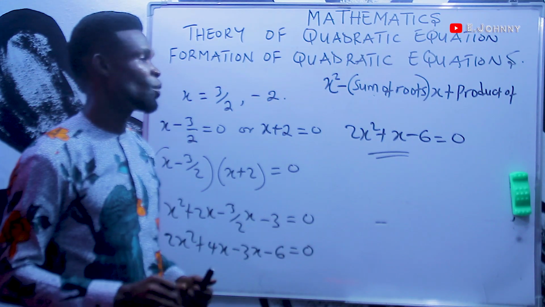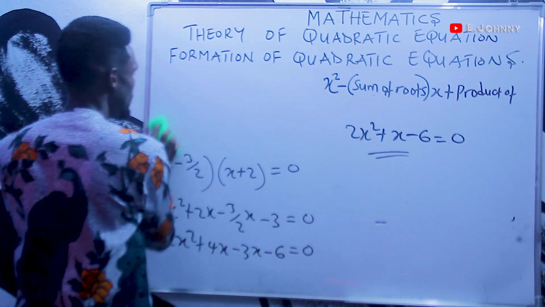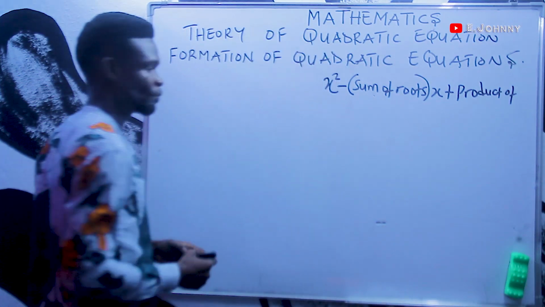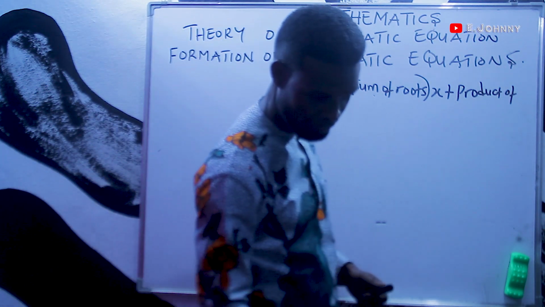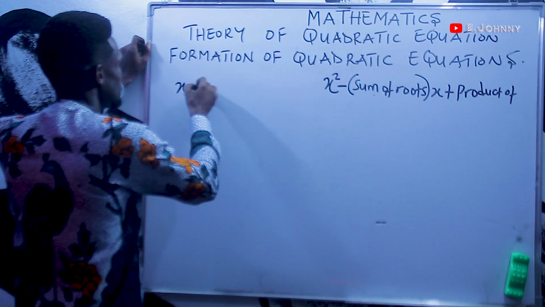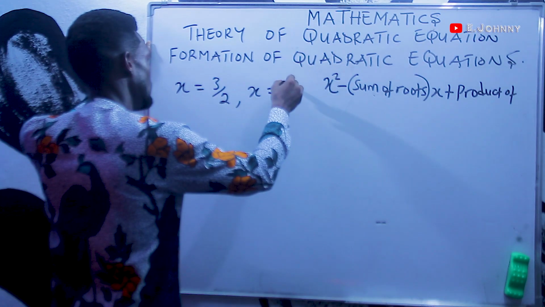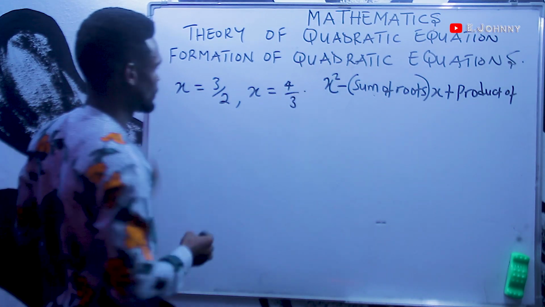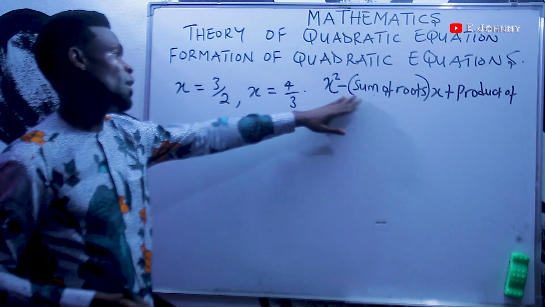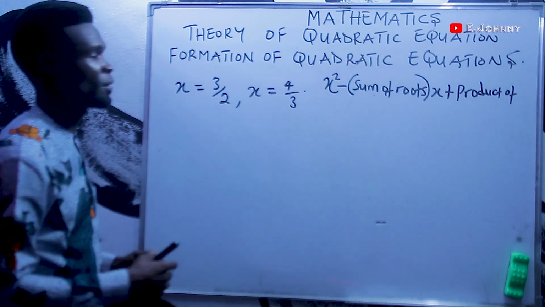So let me give one last example under this to make it clearer. Now, let me pick a question. Okay, maybe I have x equals 3 over 2 and x equals, say, 4 over 3. This is a fraction, and I want to form a quadratic equation either by the formula or by the other method. Okay, let me run through using the two methods. That will be the end.